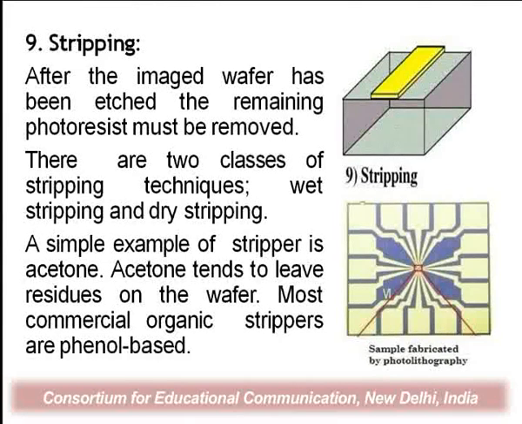This is a diagram of the stripping, and this right hand side diagram shows a sample fabrication of the photolithography, a sample which is prepared by photolithography. These are the methods to develop the pattern on the wafer, on the substrate, by using photolithography.